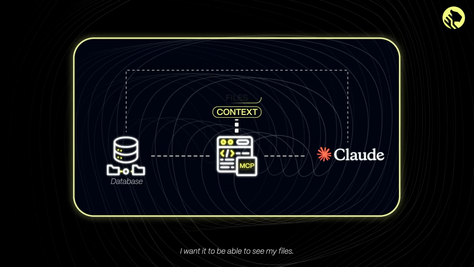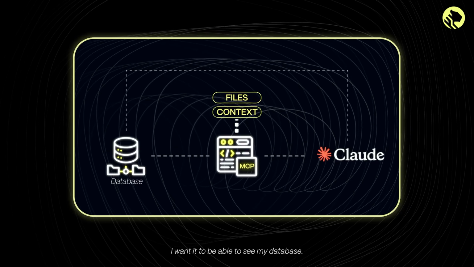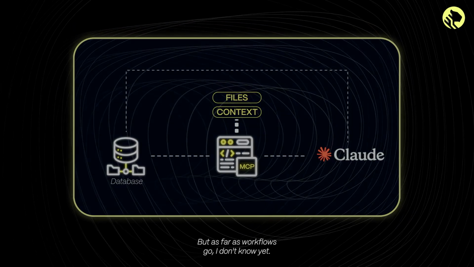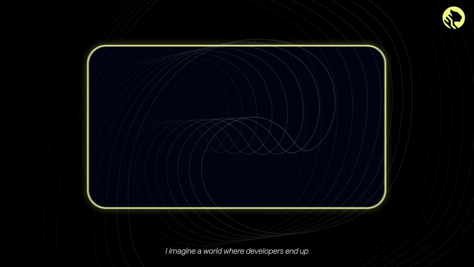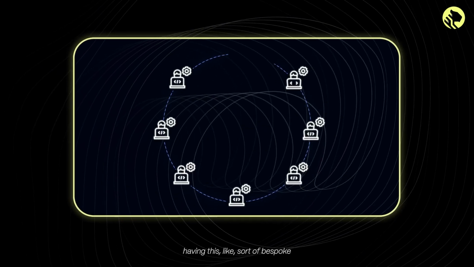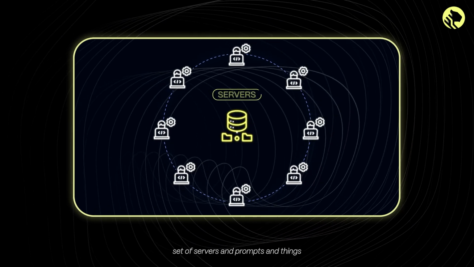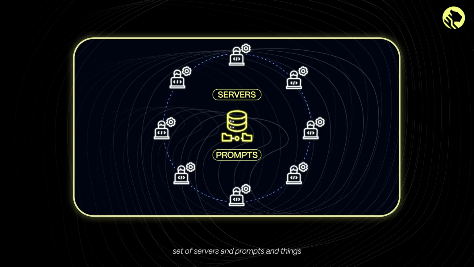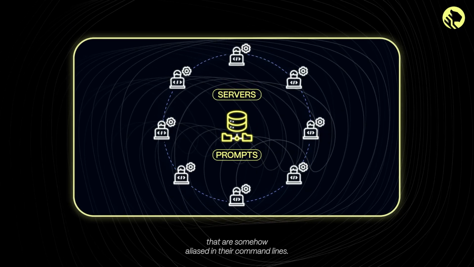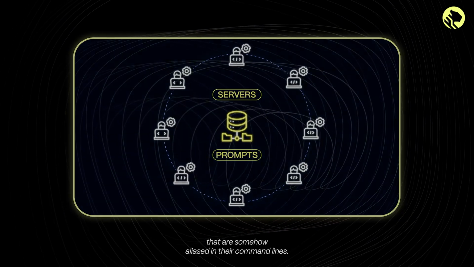So context is what I've been mostly thinking about. I want it to be able to see my files. I want it to be able to see my database. But as far as workflows go, I don't know yet. I imagine a world where developers end up having a sort of bespoke set of servers and prompts and things that are somehow aliased in their command lines. So I don't want to write a GitHub commit message. Look at what I did and write one for me.